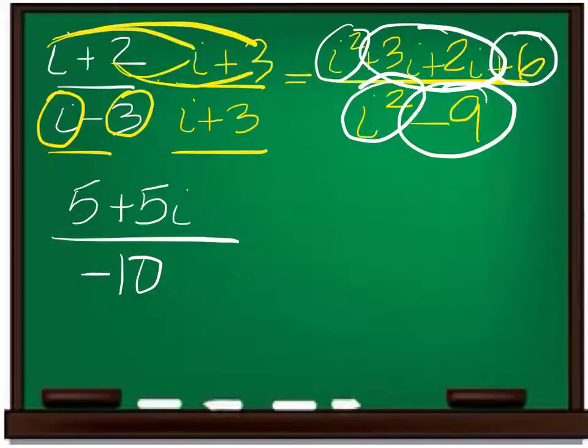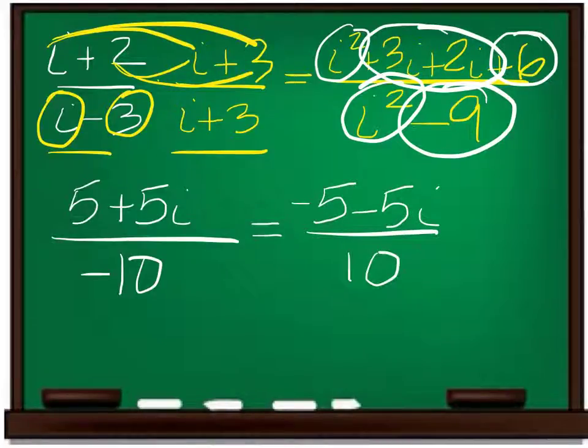Now, you can't have a negative in the bottom. So to get rid of that negative sign, change the sign of everything in that fraction. So it's negative 5 minus 5i over 10. But there's still one more thing you can do. 5, 5, and 10 are all divisible by what number? 5. So you have to divide everything in there by 5 to come up with negative 1 minus i over 2.